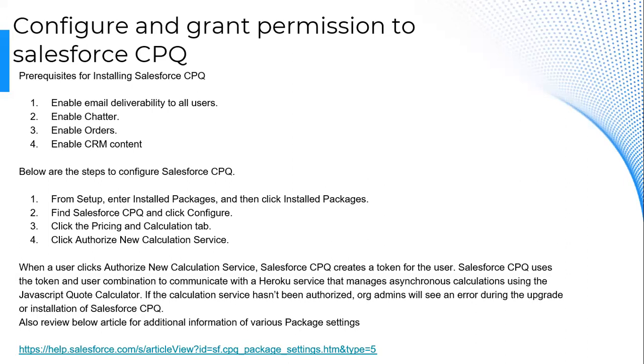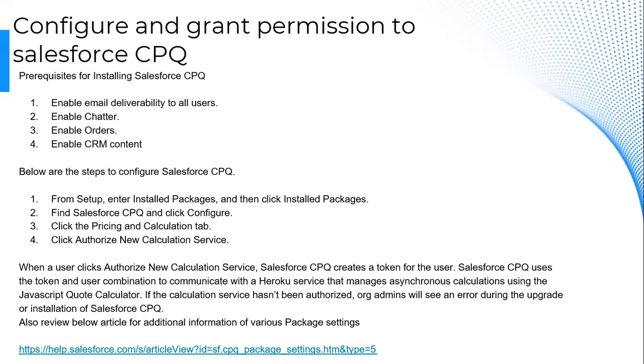Now, what are some prerequisites for installing Salesforce CPQ? The first one is you have to enable email deliverability to all users and all email. You have to enable Chatter. Salesforce CPQ uses the standard Order object, so you have to enable Orders. It is mandatory to enable Orders, but it is not mandatory to use order functionality.